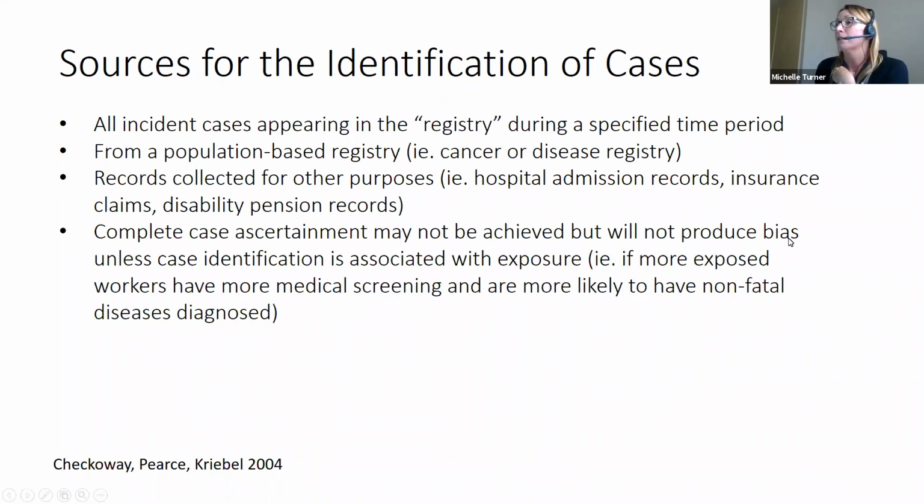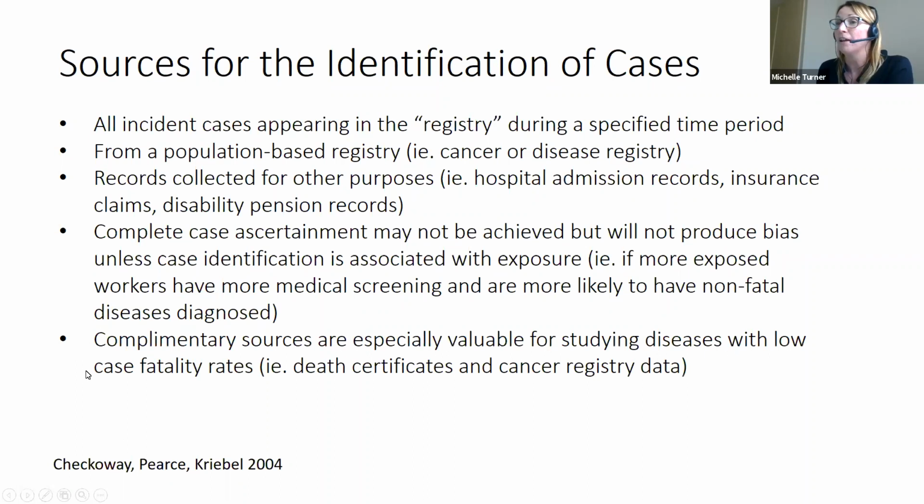Something that's important to think about, including in occupational epidemiology, is that you want to be careful that the probability of being identified as a case is not associated with your exposure of interest. For example, more exposed workers may have more medical screening, and so maybe they're more likely to have your endpoint of interest disease diagnosed here. So something to think about. And often many people will use complementary data sources for identifying cases. You may not only use the cancer registry, you may also use death certificates or other information as well in your study.